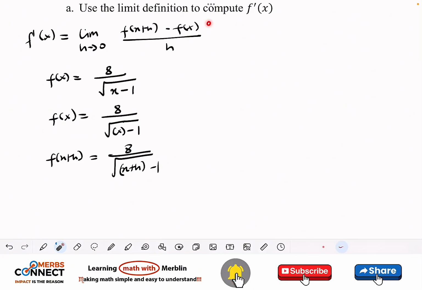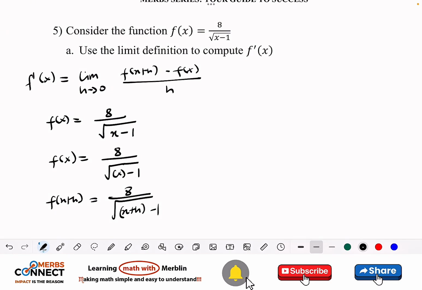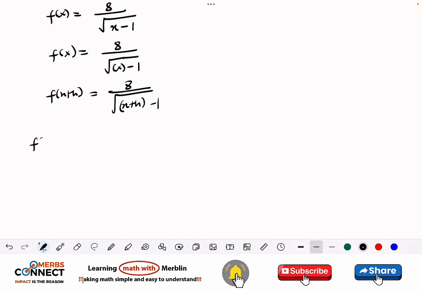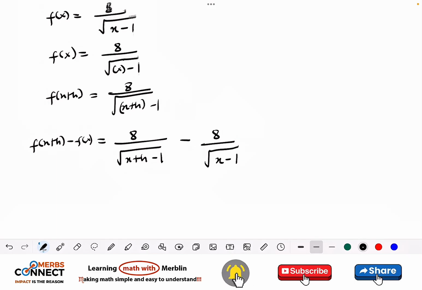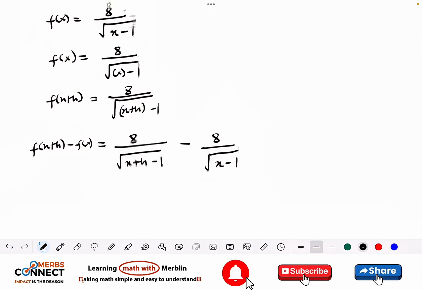So what do we need? We need this. So let's look for that. We need f of x plus h minus f of x. f of x plus h is 8 divided by square root of x plus h minus 1, minus f of x, which is 8 divided by square root of x minus 1. So the question is, how am I going to do this?